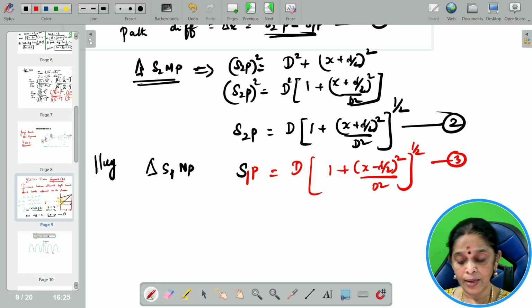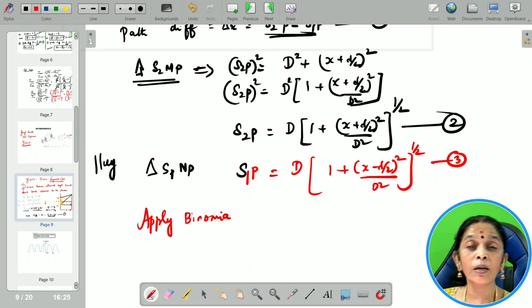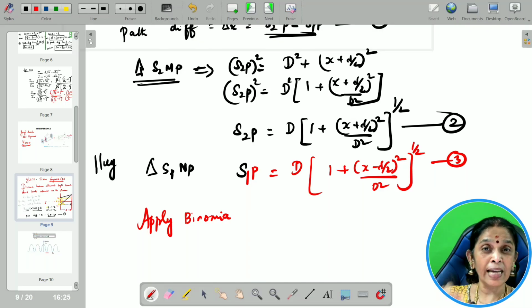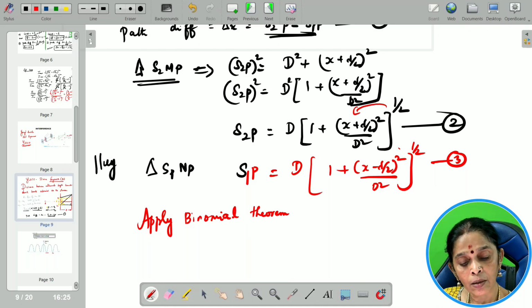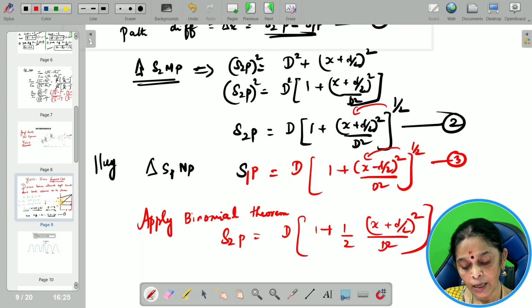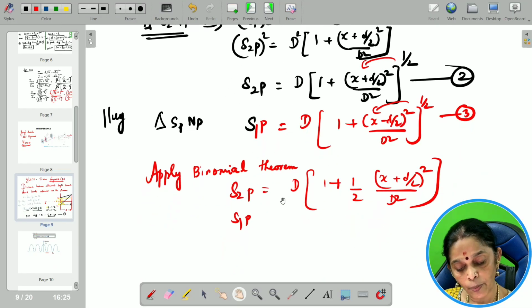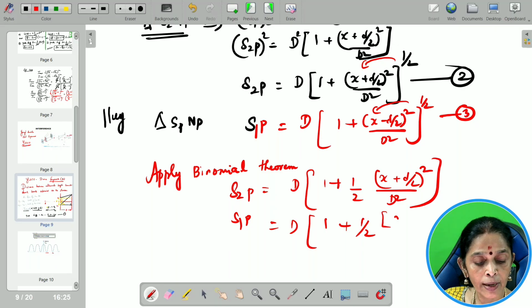Now, I'm going to apply the binomial theorem. When do you apply the binomial theorem? Whenever in 1 plus x whole power n, x is very much lesser than 1. Same way, I may apply the binomial theorem. So, this half will come inside. So, S2P will be equal to D into 1 plus half into (x plus d by 2) the whole square by D square. Similarly, S1P will be equal to D into 1 plus 1 by 2 into (x minus d by 2) the whole square by D square.